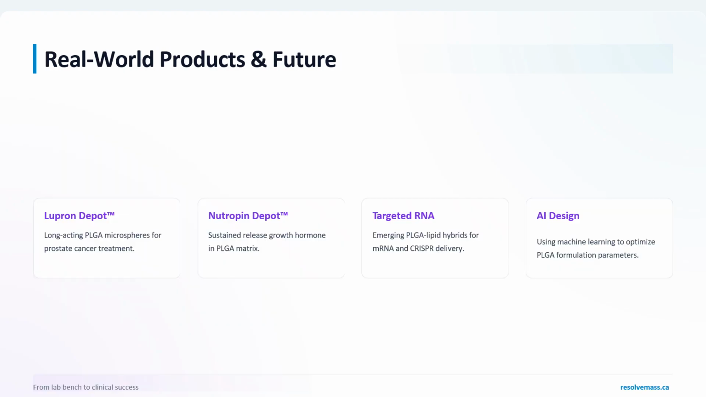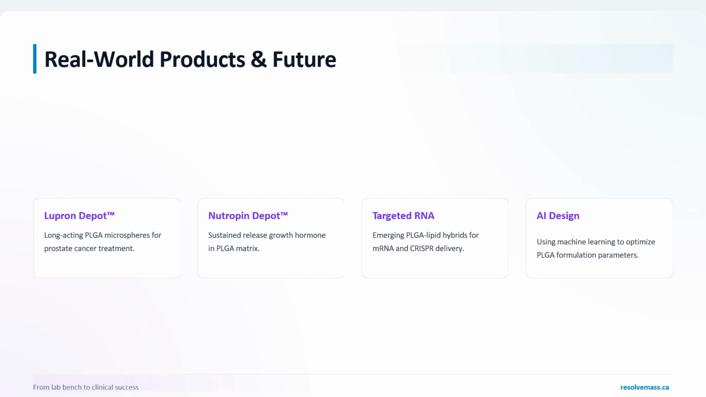PLGA technology has already led to several successful pharmaceutical products. For instance, Lupron Depot uses PLGA microspheres to provide sustained drug release for prostate cancer treatment. Another example is Neutropin Depot, which delivers growth hormone through a controlled release PLGA system.